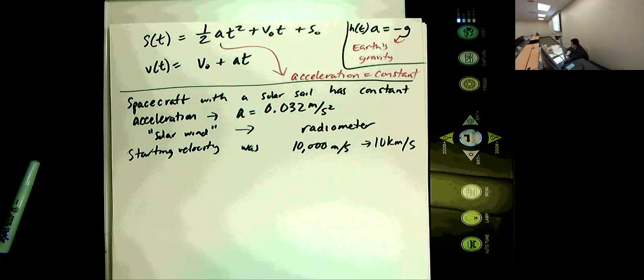Over a minute, you've gone 600 miles. Over an hour, you've gone 36,000 miles. That's like going around the Earth in one hour.